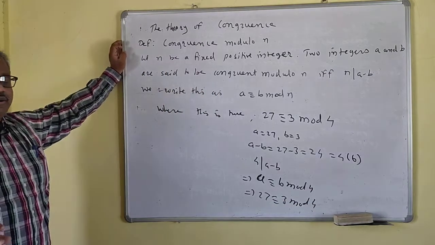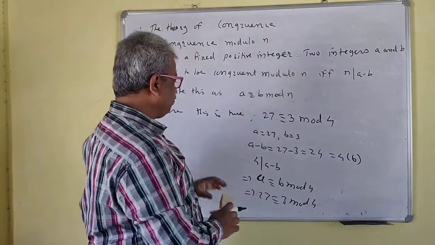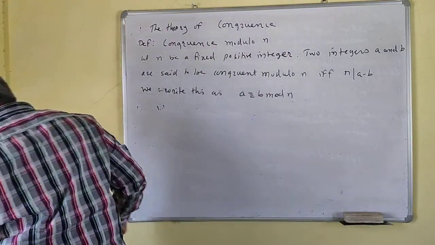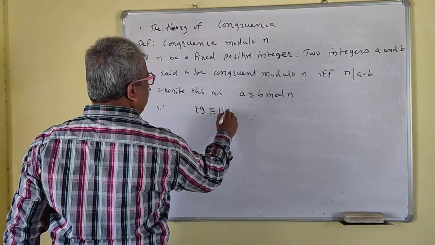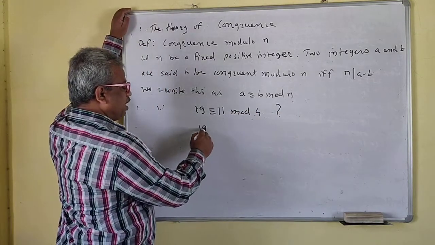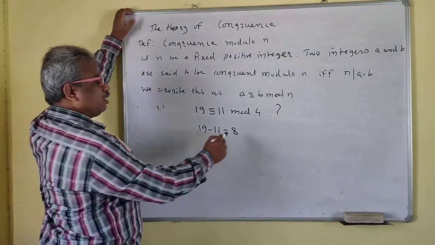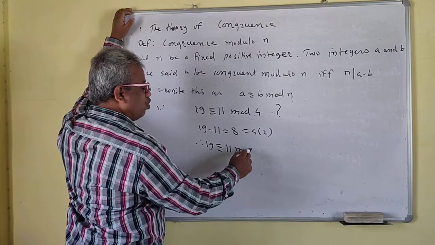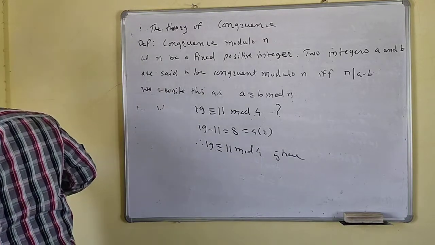Okay. So I hope that you understand the definition of this one. A is congruent to b mod n means n divides a minus b. So that you understand how to check this also. We'll take one more example so that you will understand this one. 19 is congruent to 11 mod 4. Is it true? So we'll check. 19 minus 11 is 8. Is it a multiple of 4? Yes, this is 4 into 2. So therefore 19 is congruent to 11 mod 4 is true.